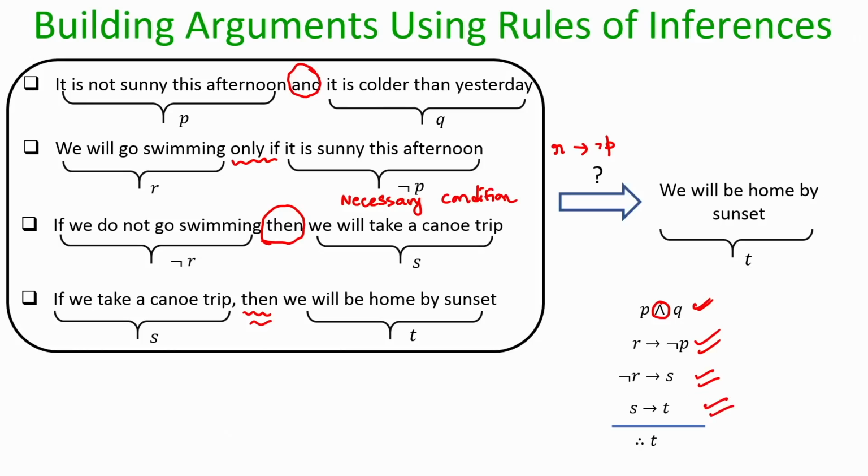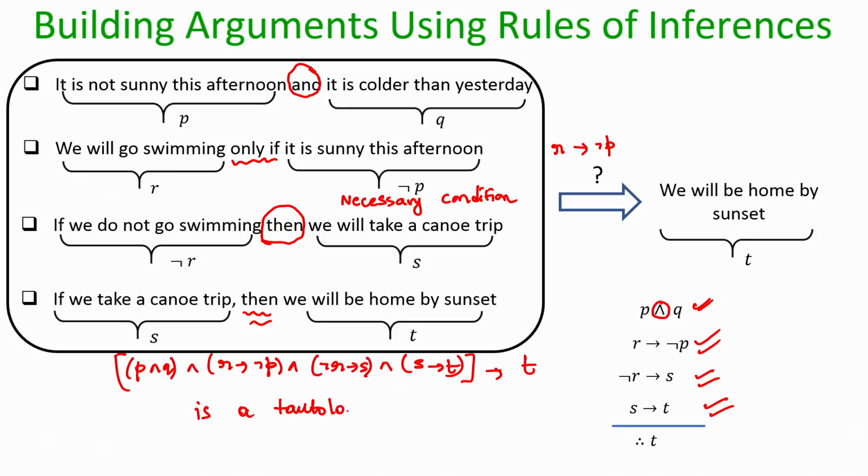And what is the conclusion? I am trying to draw the conclusion T. So, now I have to verify whether this argument form is valid or not. As per the definition, I have to verify whether the conjunction of P and Q and R implies negation P and negation R implies S and S implies T overall implying T is a tautology or not. That is what I have to verify.